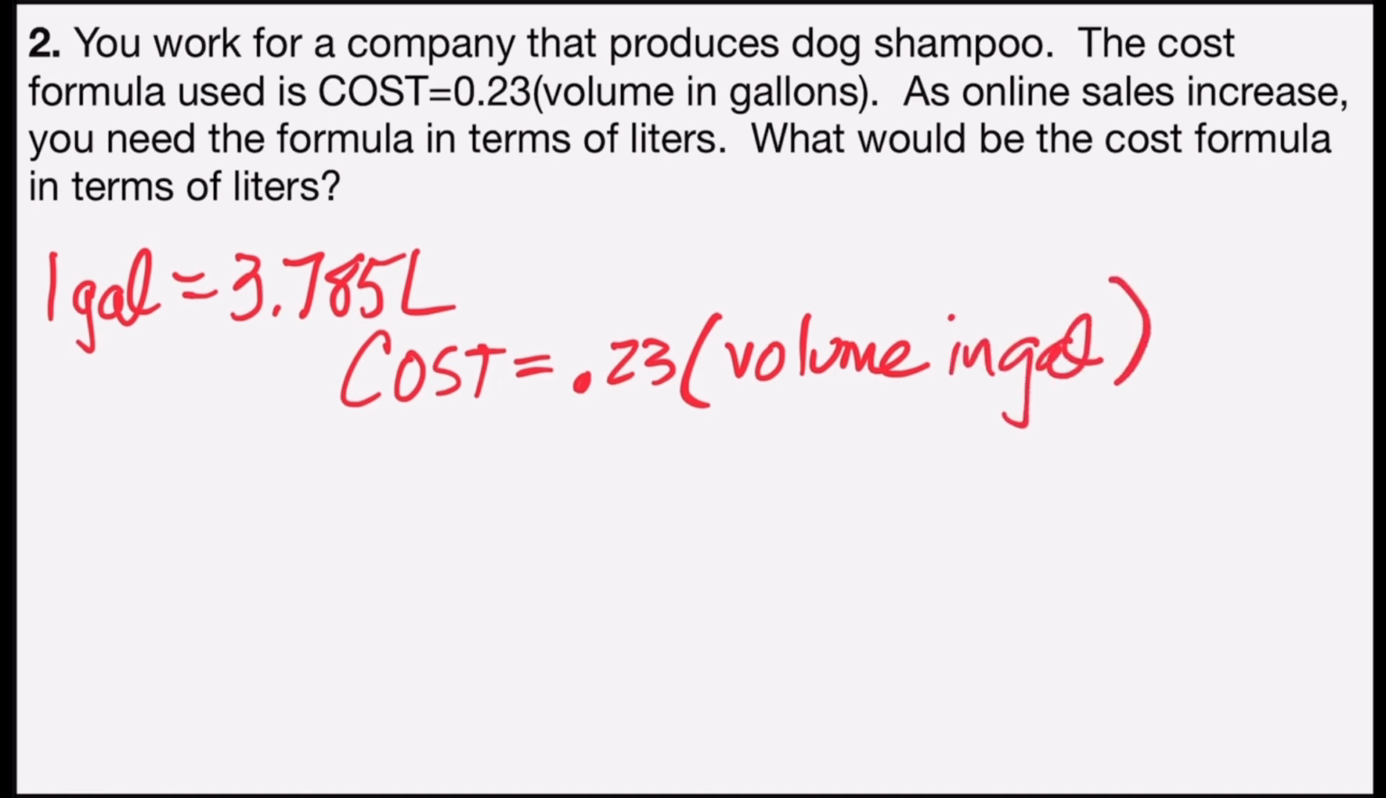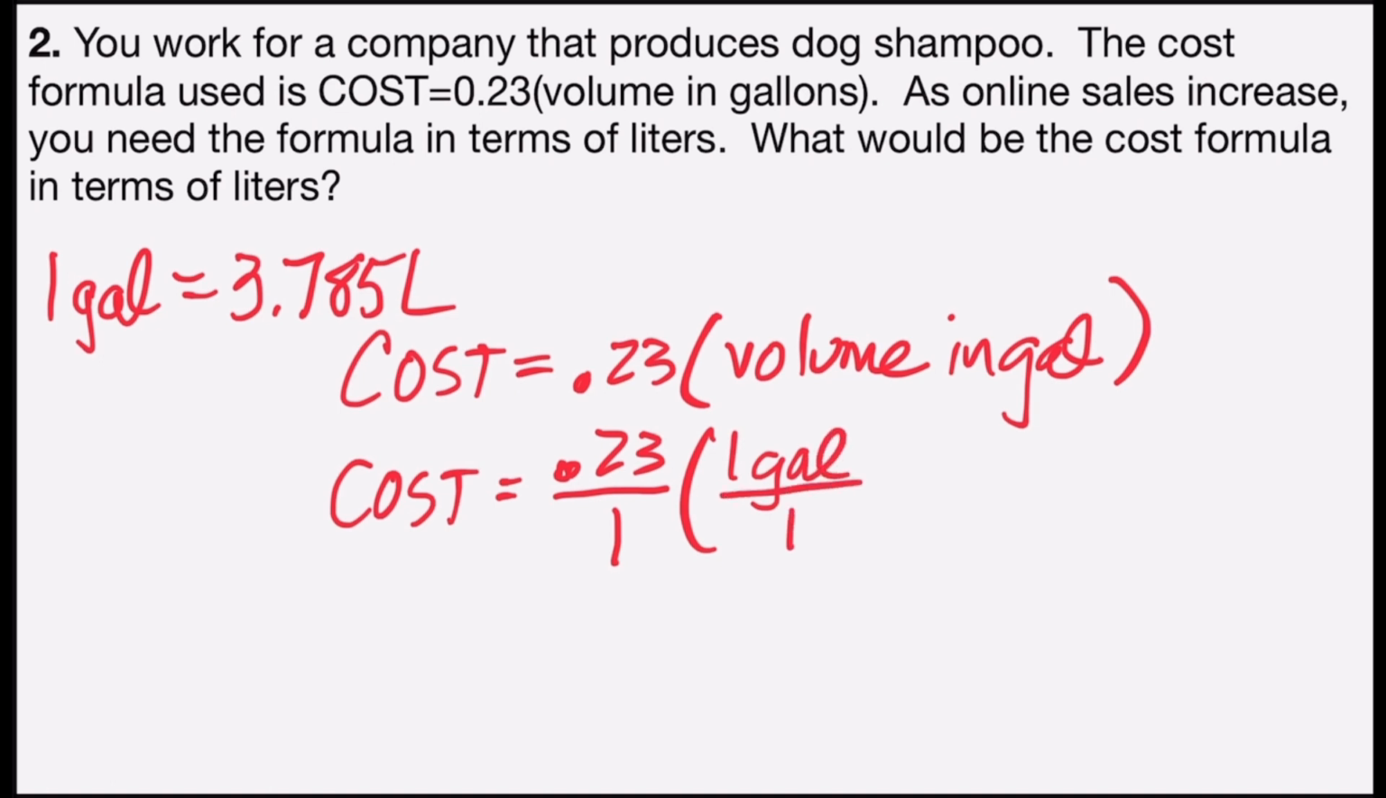and I'm going to convert that into the volume in liters. So my cost function will be 0.23, and since I'm going to use a factor label method or dimensional analysis, I'm going to put that over 1 so I could see all the fractions, times I have 1 gallon. I'm also going to put that over 1, and here I'm going to do my conversion. I want to cancel out the gallon unit and divide that out of the problem and be left with the liter unit. So the form of 1 that I would use would be 3.785 liters for every 1 gallon.